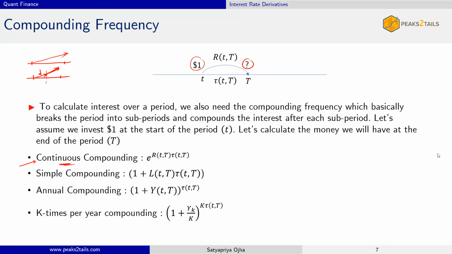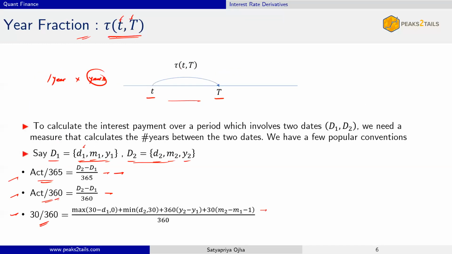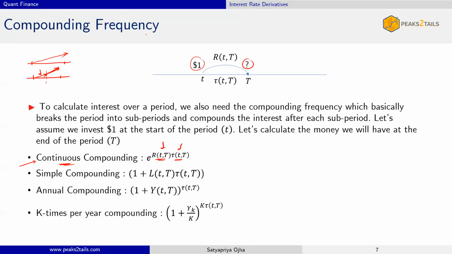So under continuous compounding, I'm calling the rate R. It will be e to the power the rate that is applicable. Remember, this rate is always per annum, so you need to multiply by the year fraction, which is tau(t, T). Tau(t, T) will depend on the convention that you're using, which is what we talked about for the year fraction. So e to the power rate times year fraction. That's how much money you'll have at the end of the period.